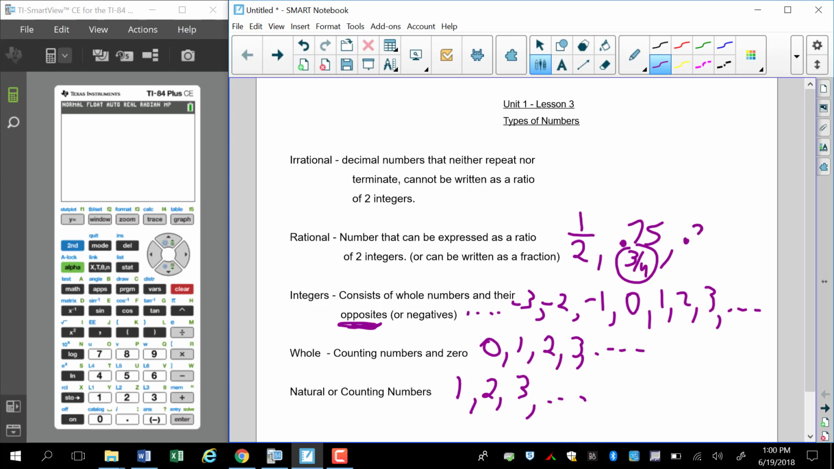Another one that's common is, say, 0.333 or 0.3 repeating. Well, that's equal to 1/3. Even though the decimal never ends, it can be written as a fraction. That's 1/3. So any number that can be written as a fraction is rational.